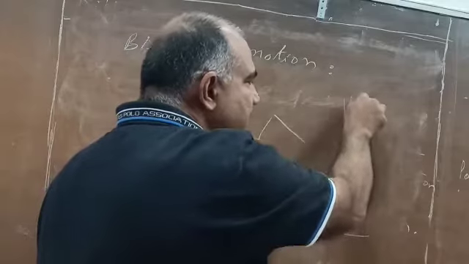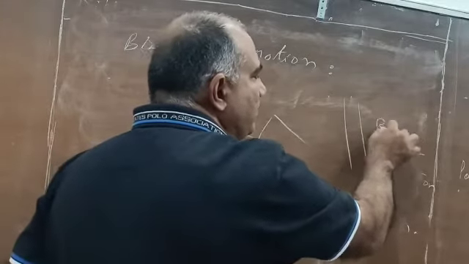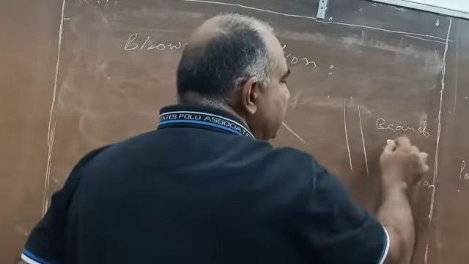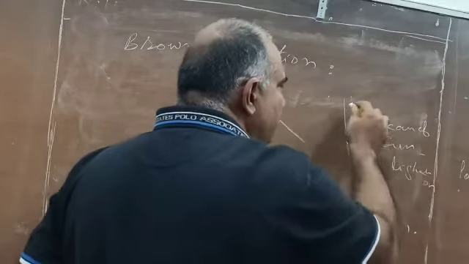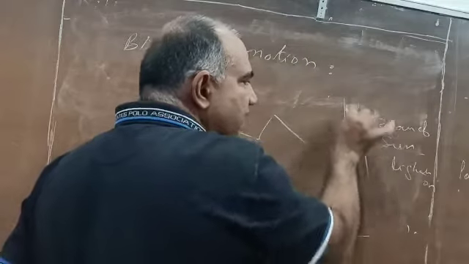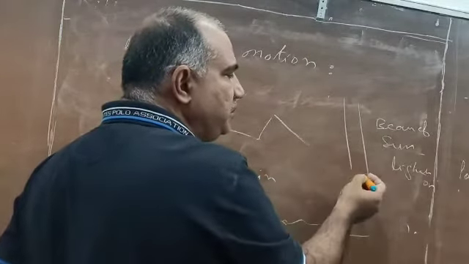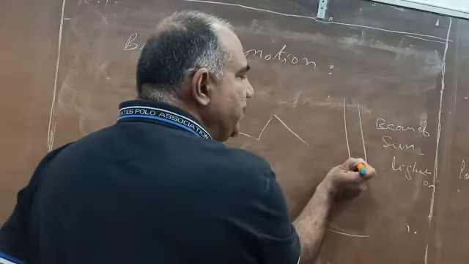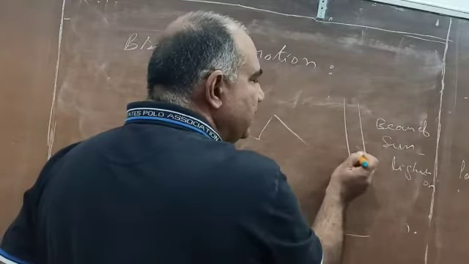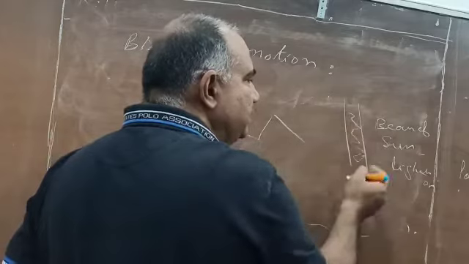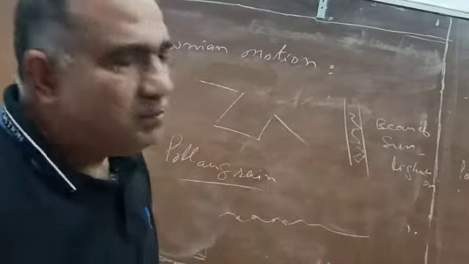Another case of Brownian motion, which we can show with the help of one example: in rooms sometimes we see a beam of light, a beam of sunlight, coming through some window, and in that beam of light, if you carefully see, you will find the dust particles moving here and there in zigzag fashion. This is another example of Brownian motion.